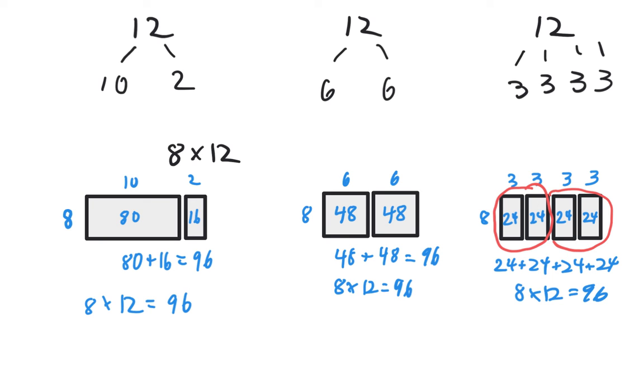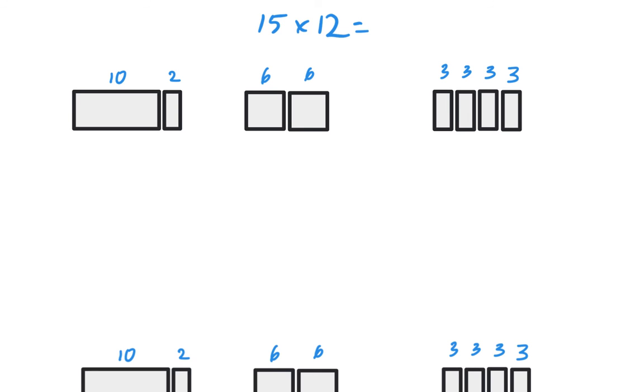Now, I'm going to ask you to do this on your own. You can copy that. But let me do one more example. You don't need to copy this in your notebook. I'm going to do one more example of a higher fact. Let's say, for example, we're breaking down 15 times 12. We're going to use the same 3 patterns: 10 and 2, 6 and 6, and 3, 3, 3, and 3. So 15 times 12, we're going to try this, right? So we've got 15 times 10, that's 150, plus 15 times 2, which is 30. So the answer is 180.